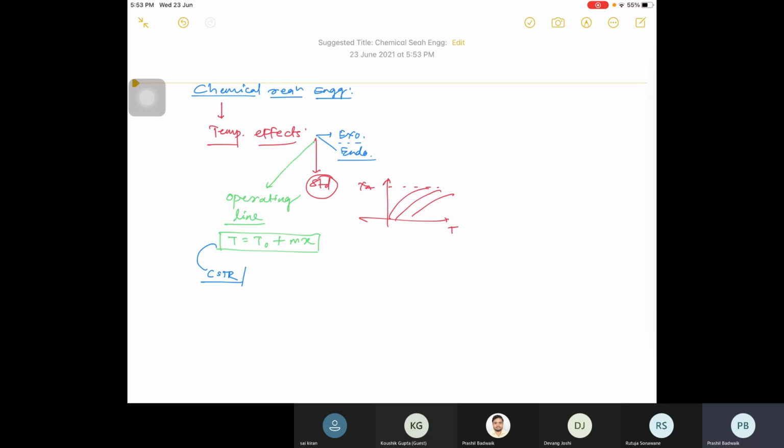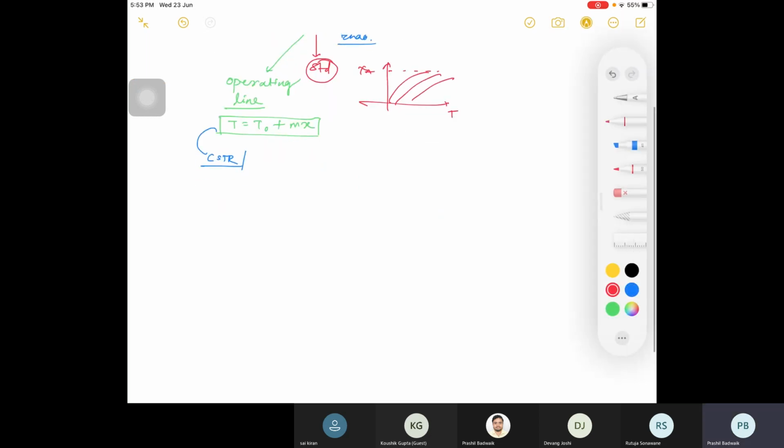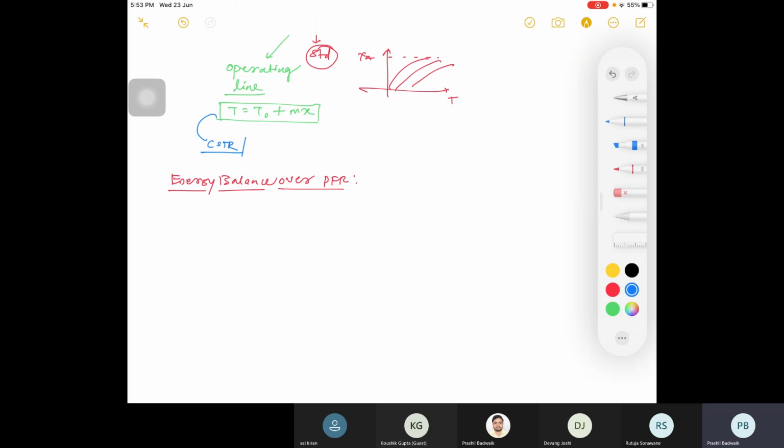Okay, plug flow reactor. So you write down the energy balance over PFR. Can you please tell me what is your equation for temperature change or maximum temperature change in adiabatic condition for CSTR, which we studied in yesterday's class? What was that equation? I told you how to remember it also.